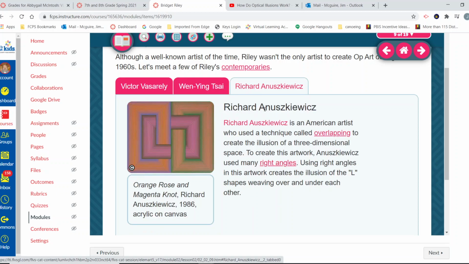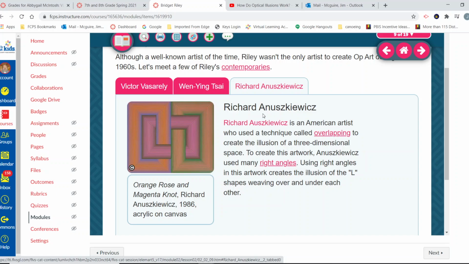I am not going to pronounce his name. Good luck with that one. Aniskowitz. I never heard of Richard Aniskowitz. Aniskowitz, I'm going to go, or Alziskowitz. Richard Alziskowitz. I have no idea.